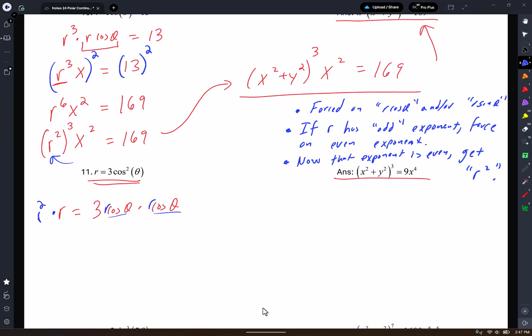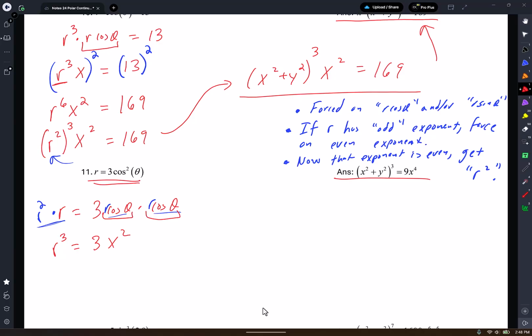Okay, now look at this. What's r squared times r? So r cubed equals, and now look, that r cosine theta and that r cosine theta, I can replace that with x. So what's x times x? 3x squared.